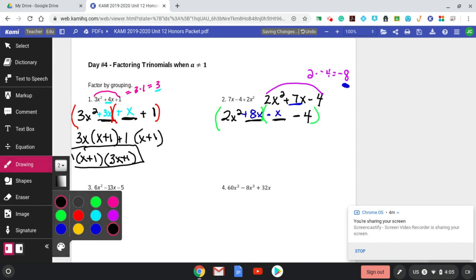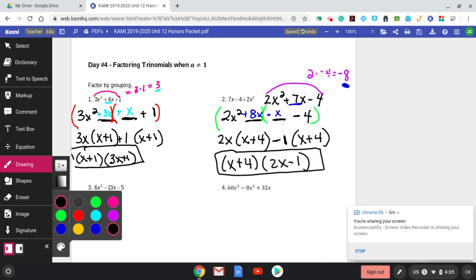What can you take out of the first one? We can take out a 2x, and you're going to be left with x plus 4. Now I want an x plus 4 to be left in the next one. Originally I had negative x minus 4, all opposite signs. If you want to change both signs, take out a negative 1, and you're going to be left with x plus 4. Go ahead and take out the x plus 4 as the GCF, and what's left in the other parenthesis is 2x minus 1. There we go, by grouping.